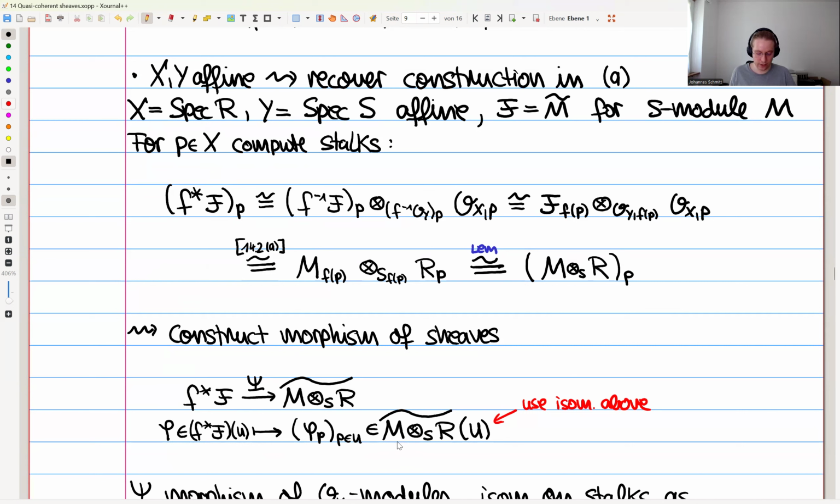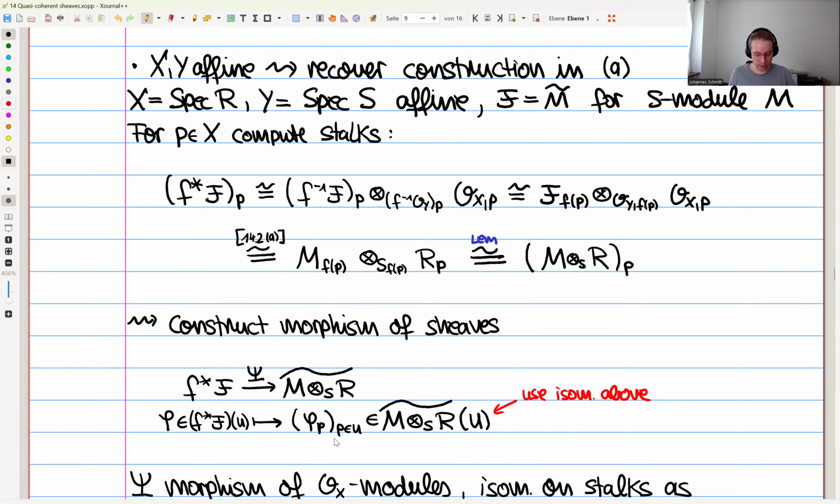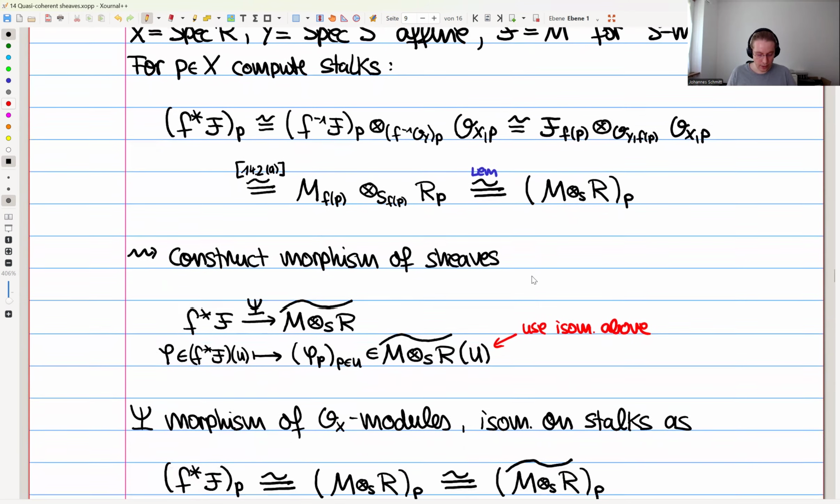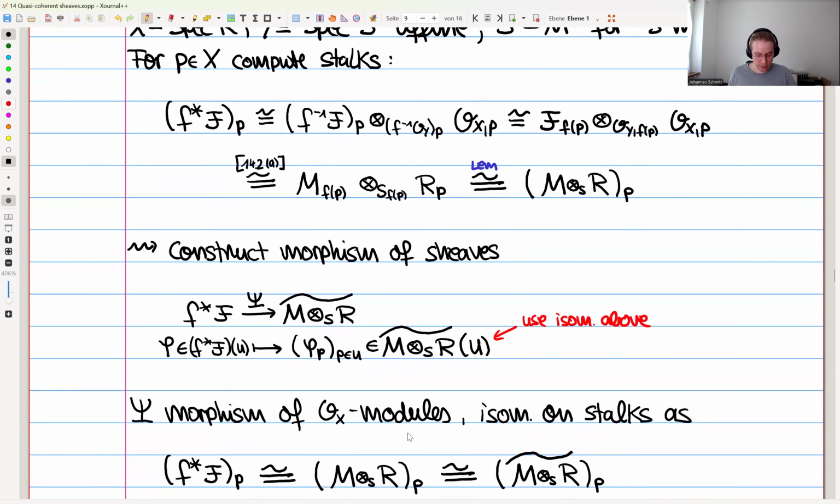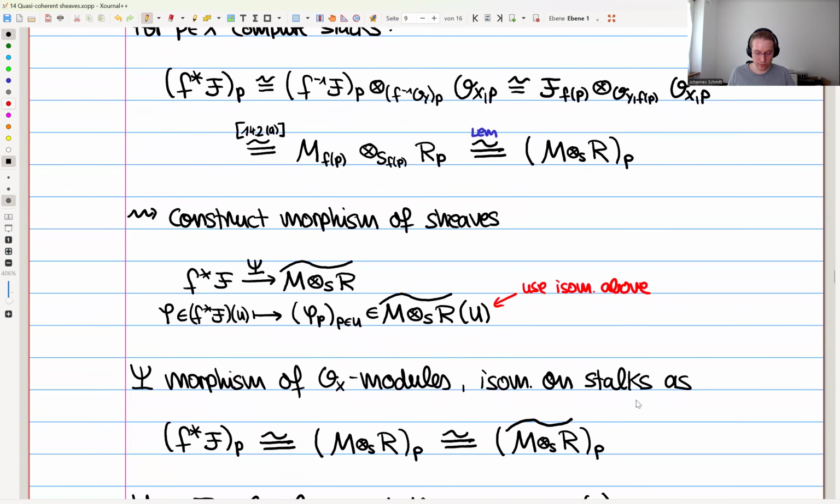A section of this tilde sheaf on U is just a collection of elements in the stalks of this module, or in the localizations of this module here. And so here is where we use this collection of isomorphisms. And then this psi is the morphism of O_X-modules. It's compatible with multiplication, and it is also an isomorphism on stalks, basically because the stalk here is this localization, and we have seen that this localization is exactly the stalk of this tilde module. And so everything was an isomorphism.